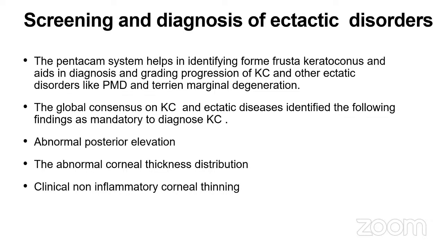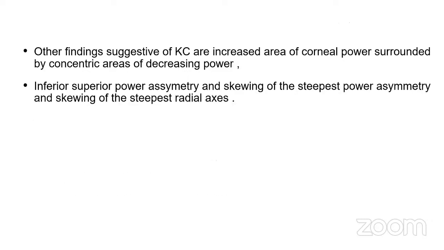The Pentacam system helps in identifying forme fruste keratoconus and aids in diagnosis and grading progression of keratoconus and other ectatic disorders like pellucid marginal degeneration, Terrien marginal degeneration, and also keratoglobus. The global consensus on keratoconus and ectatic diseases identified the following findings as mandatory to diagnose keratoconus, that is abnormal posterior elevation, abnormal corneal thickness distribution, and clinical non-inflammatory corneal thinning.